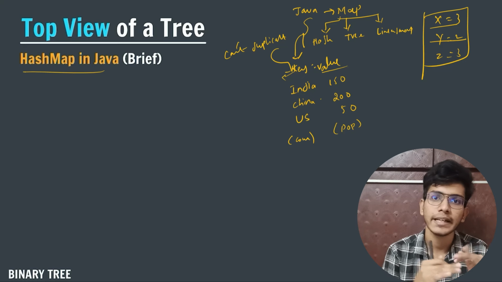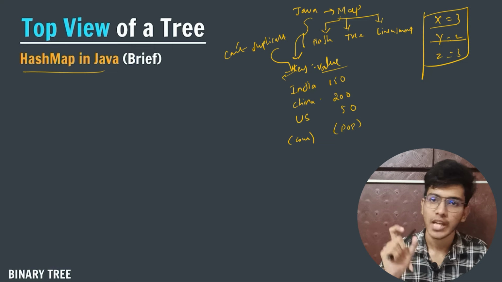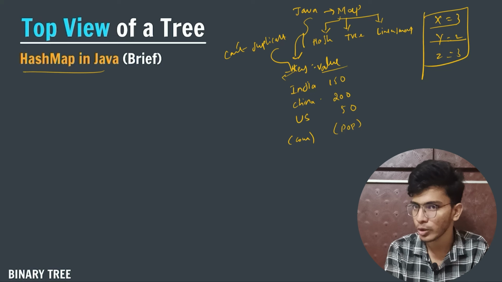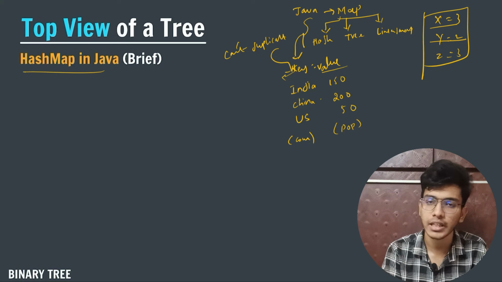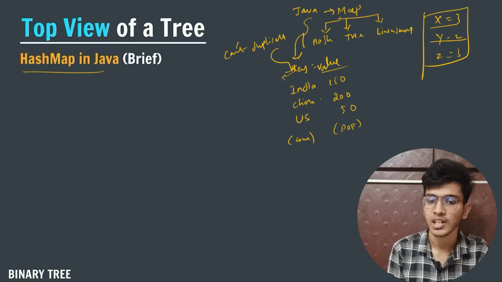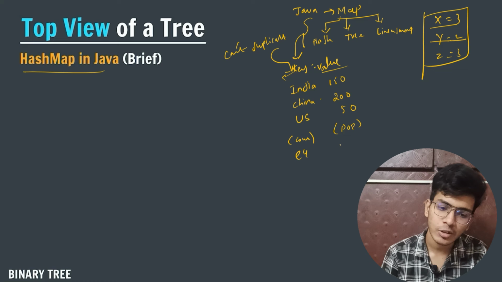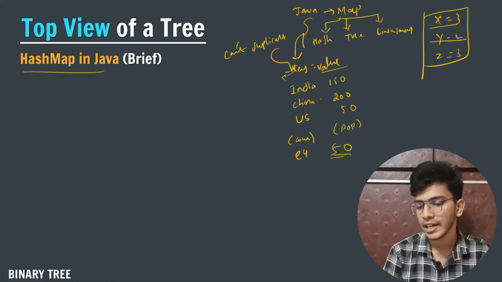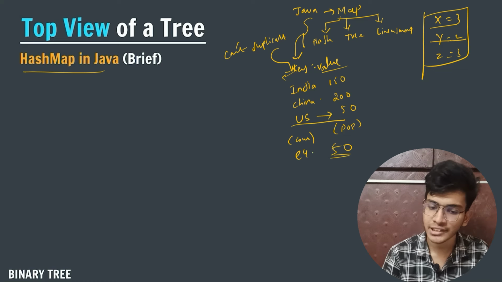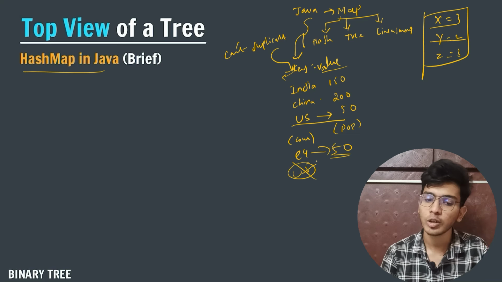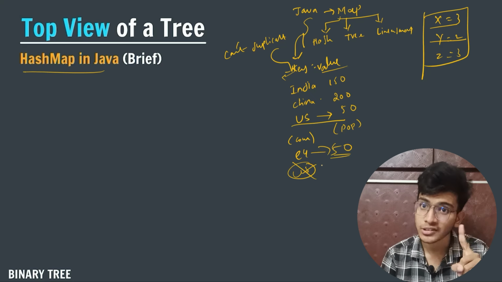To store data in key value pairs, I create HashMap, and in HashMap the key is always unique. I can't create the duplicates of key, but I can create the duplicates of values. It means that let's say there is another country, European Union, and European Union population is also 50. It can have the same value. US is also having the same value, and the European Union is also having the same value. But I can't create another US because it is a duplicate. My key is already existing in my HashMap, right? So I hope you have understood the concept of HashMap.